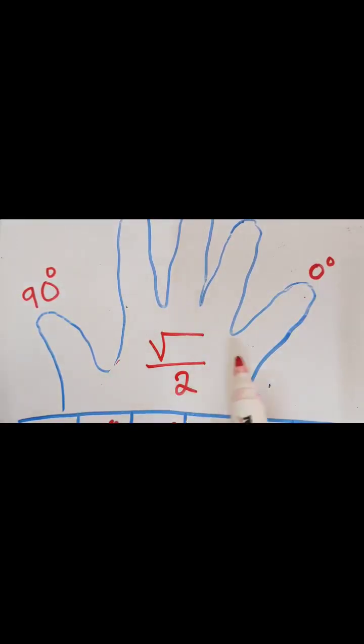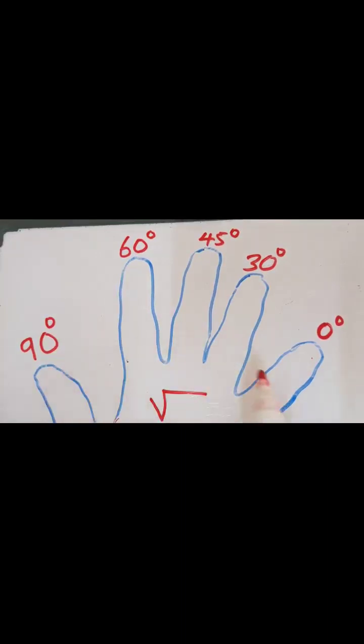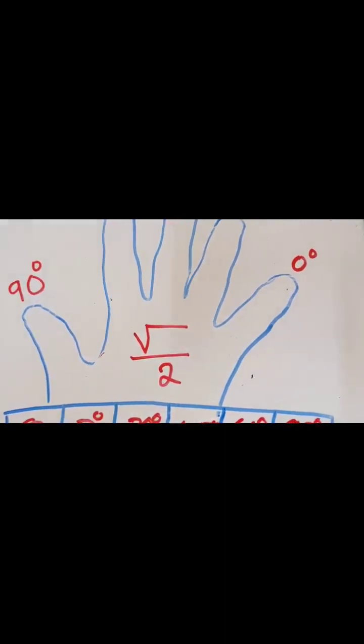The first thing, know these fingers. Interpret them in terms of degrees: 0 degrees, 30 degrees, 45 degrees, 60, and 90. That is the first thing. The second thing is this formula. Okay, so now let's solve these questions.